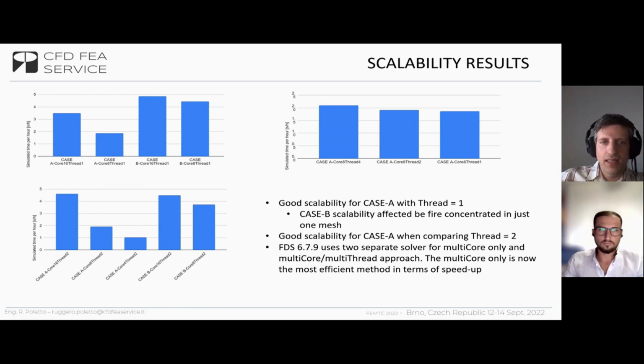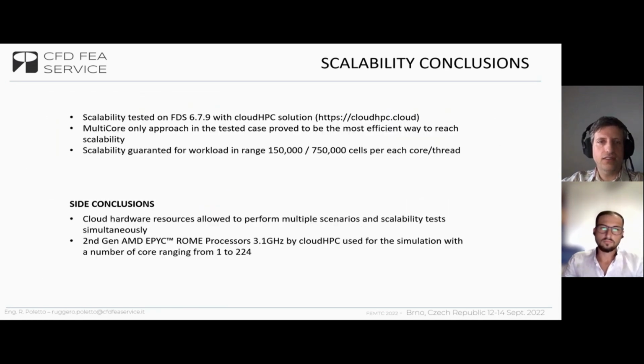What is worth noting is that in FDS 6.7.9, the most recent version, they created a brand new solver for the multi-core approach. And this new solver was almost able to achieve the same performance in a single-thread or in a multi-thread approach. So this allows us to say that the multi-core approach is very effective in FDS 6.7.9, and it is the one recommended to be used. Instead, the multi-thread approach proved to be a little bit less effective, so it can be used only when someone really needs to get results in a hurry.